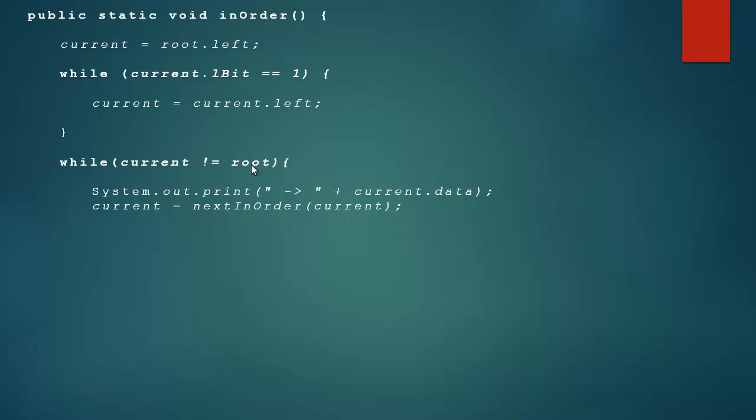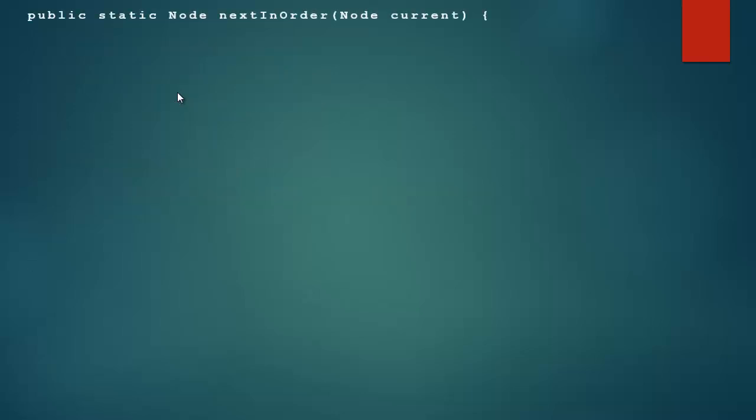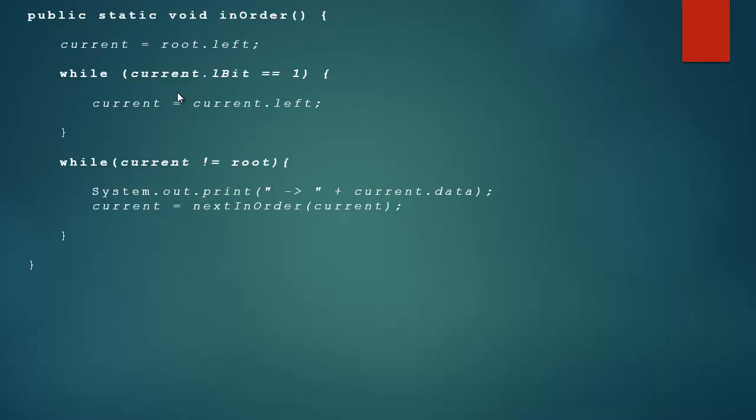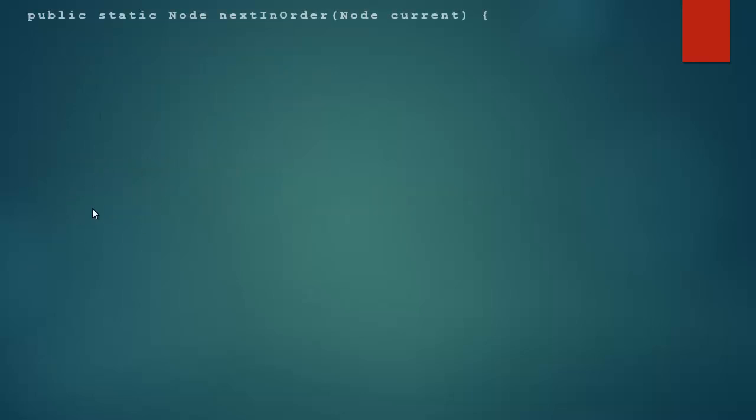So once you do this, you actually have to figure out which the next in-order element is going to be, because that's how you are going to print it out, right? So that is defined in the next slide. That is the node nextInOrder, which returns a node to this current value over here, which goes again through the loop. So let's do that.